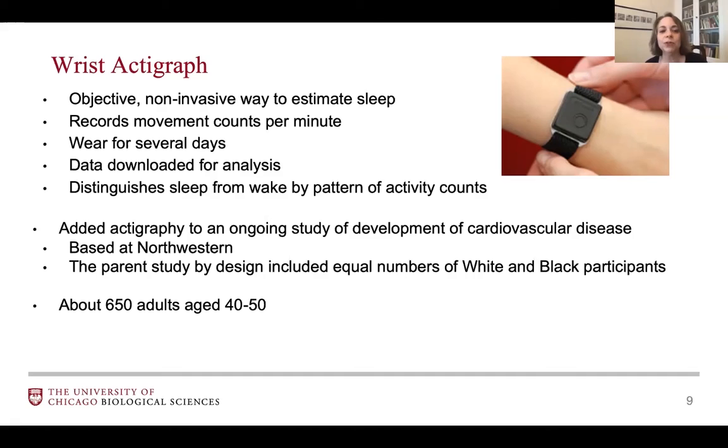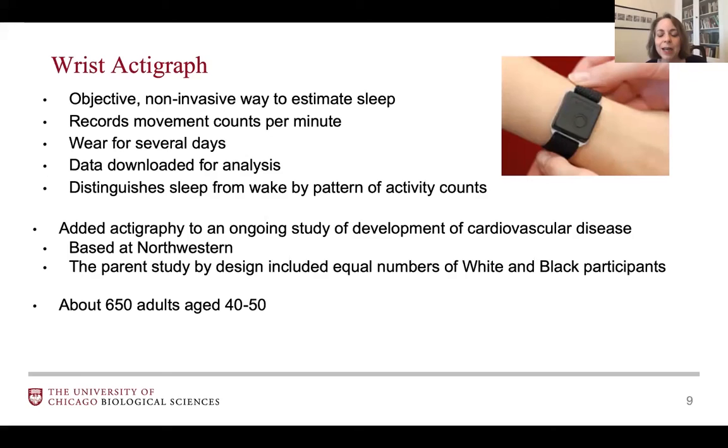Universities didn't used to be as collaborative, and they really are much more so now. The parent study was by design able to look at race disparities, included equal numbers of white and black participants. But actually it was started in the 1980s, which is before the National Institutes of Health had a broader picture of disparities. So more recent cohort studies also include Hispanic and Asian populations as distinct groups with enough participants to examine differences by group. But this one, because it was started in the 80s, is white and black.